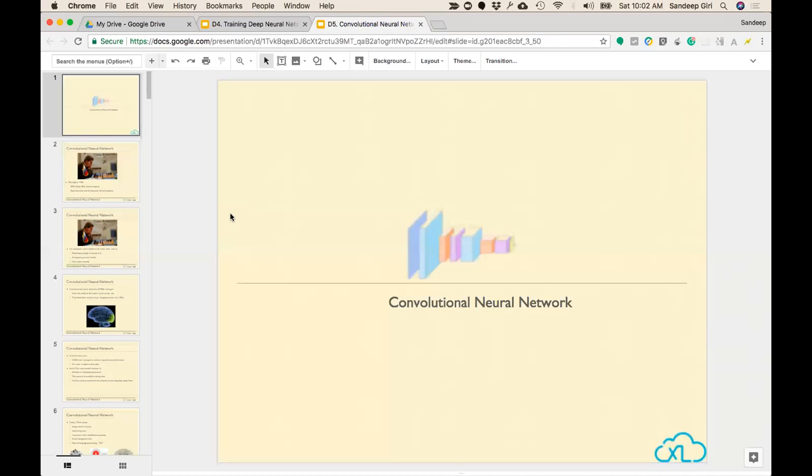Yes. Min-max normalization we talked about when we talked about initialization. Min-max initialization.